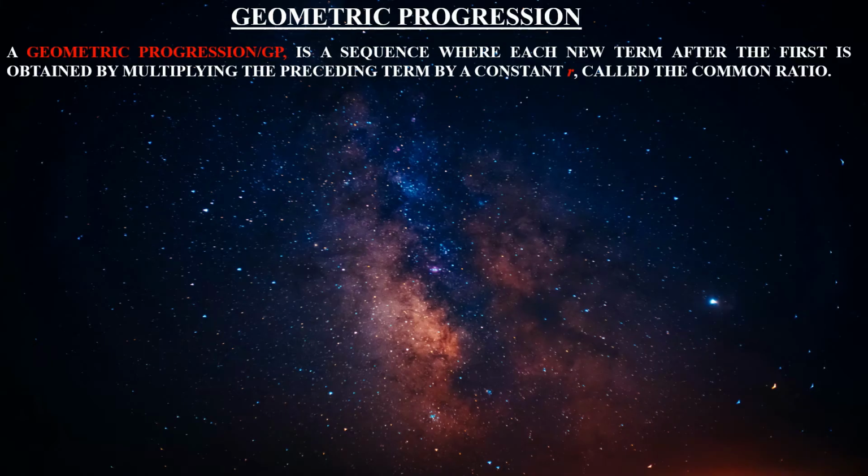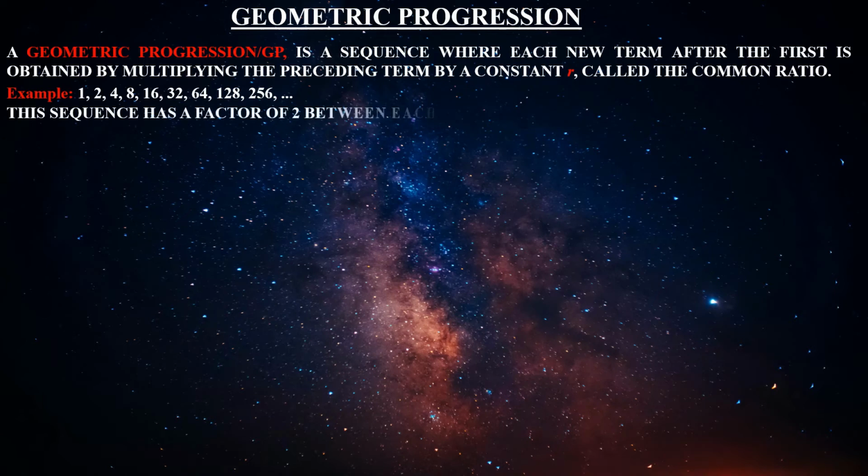Okay, so in arithmetic progression, we had a common difference d, and in geometric progression, we now have what we call a common ratio r. As you can see, we have a pattern here, which is 1, 2, 4, 8, 16, 32, 64, 128, and 256. If you look at this sequence, you can see that it has a factor of 2 between each and every term. So in general, we write a geometric sequence like this.